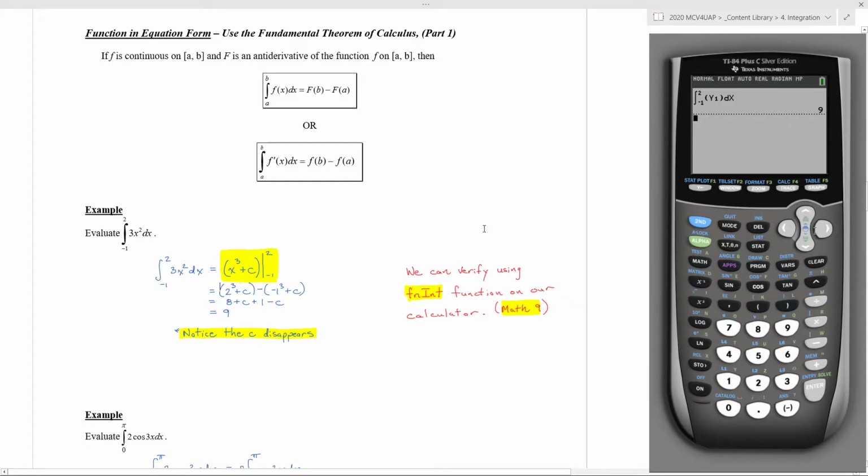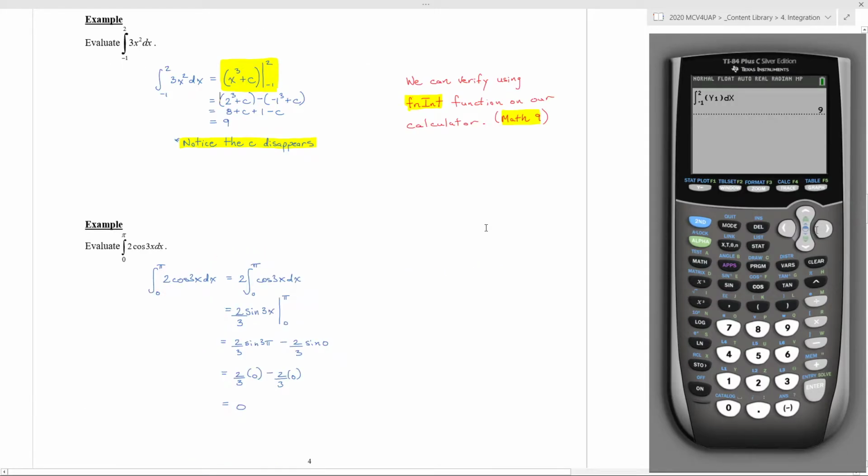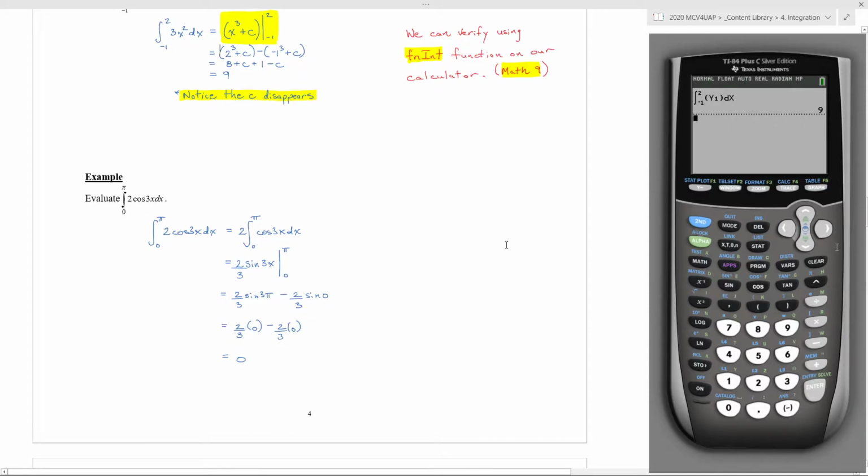Okay, next example. The integral from 0 to pi of 2 cos 3x. So my first step would be to pull that 2 outside the integral sign so that my integrand is just cos 3x. Okay, so now what does that mean?